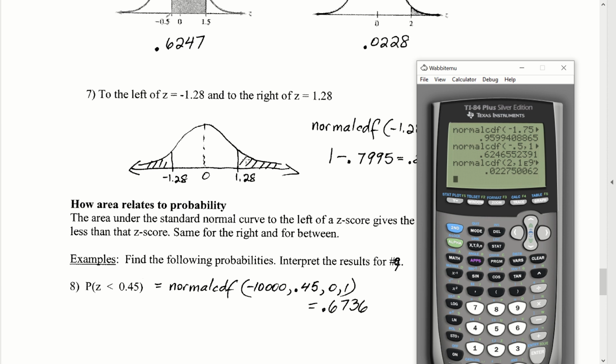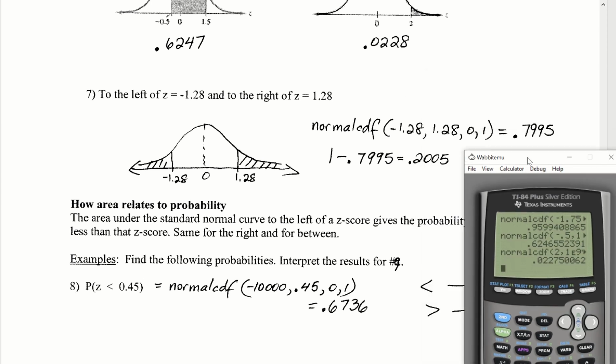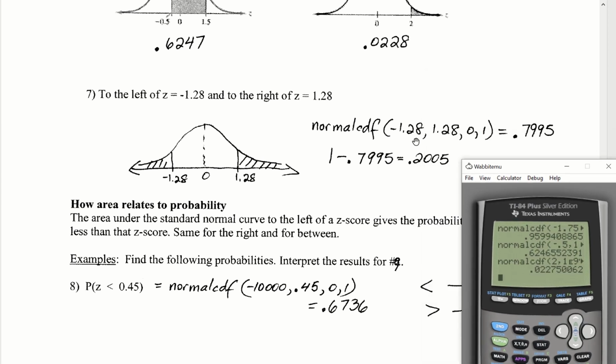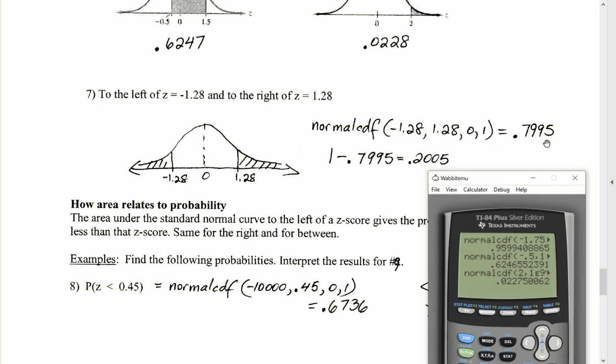Okay. Alternatively, we could also use a rule of the complement style of idea, because we know that the total area under the curve is equal to 1. If I have that total area of 1, and if I were to subtract or take away the stuff that's between the two z-scores, then what would be left over would be the area in the two tails. So another approach would be to do 1 minus the area between the two, and the area between the two would be normal CDF, left bound negative 1.28, right bound positive 1.28, comma 0, comma 1. Take that away from 1 and you would get 0.2005.